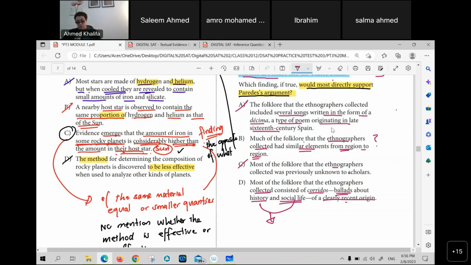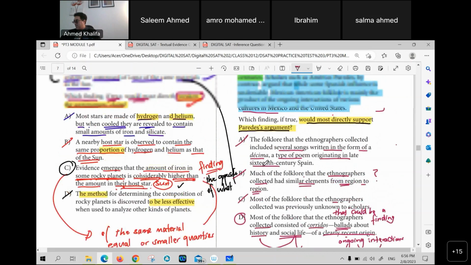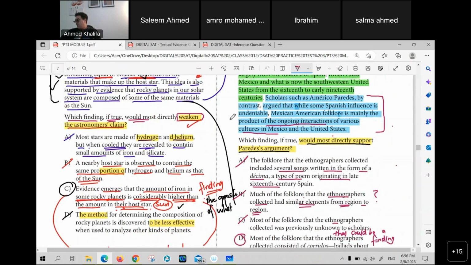Of clearly recent origin, which is what we call ongoing. Ongoing interactions. What does ongoing mean? Still there. You understand what I mean? And social life, same thing, interactions. So that could be a finding based on what I have read about Bradis's argument: it is a product of the ongoing interactions of various cultures in Mexico and the United States. If you still don't understand, raise a hand please.